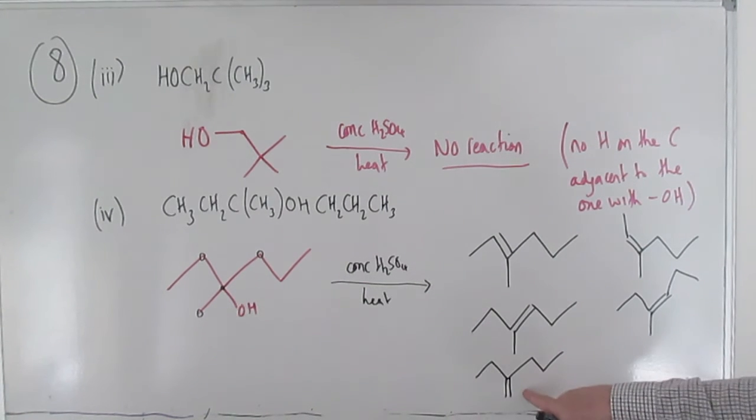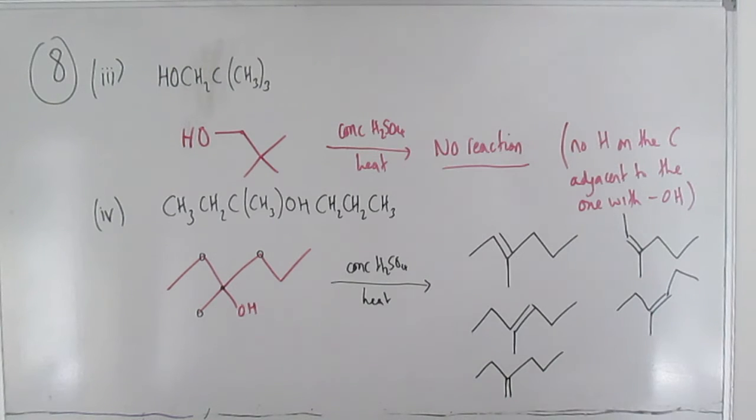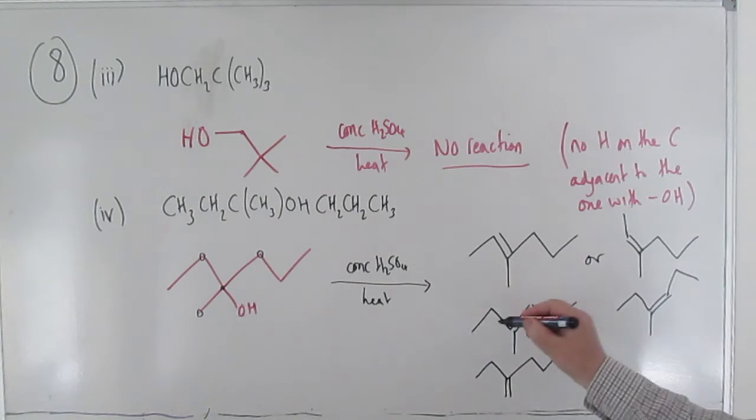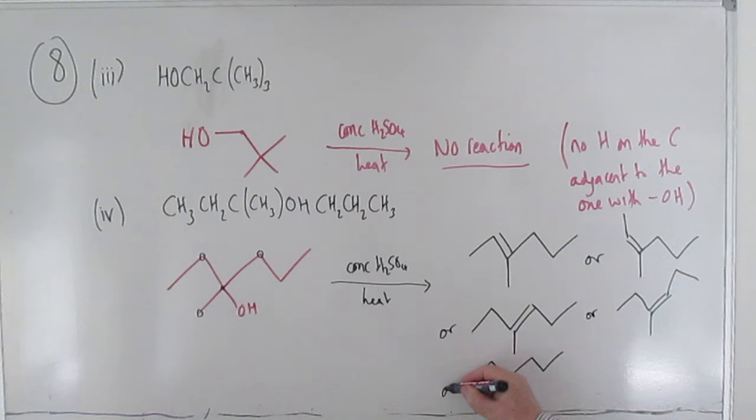This one, you can see has two hydrogens at this end of the double bond. So if that one flipped over, it would still be the same thing. So there is no EZ isomer in that case. So it's this, or this, or this, or this, or this.